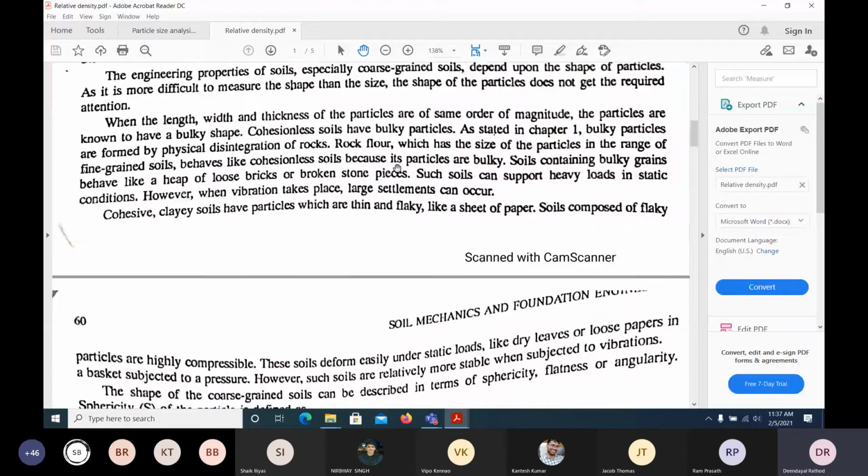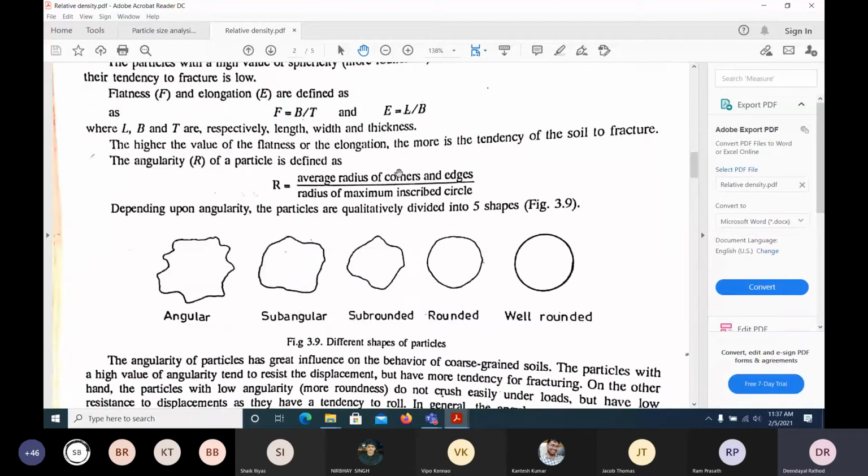So it looks like this. It is given like that. The shapes go from angular to subangular, subrounded, rounded, and well-rounded. It is difficult to get well-rounded, but we have categorized like this. This is for bearing capacity purposes, so these angular particles are very important. Angular particles will give high shear strength.